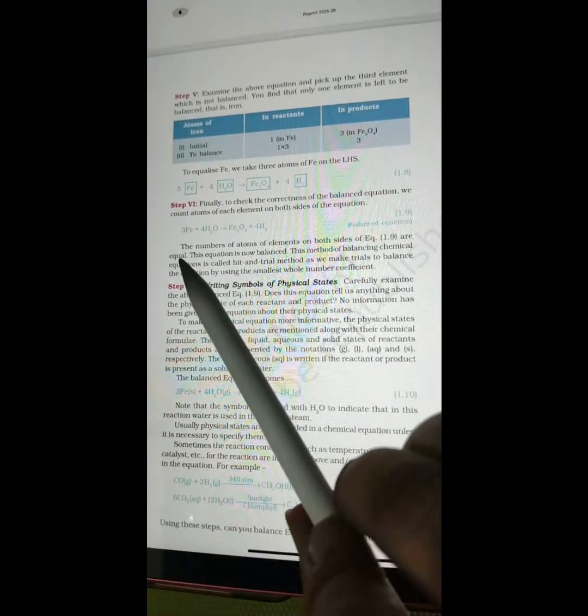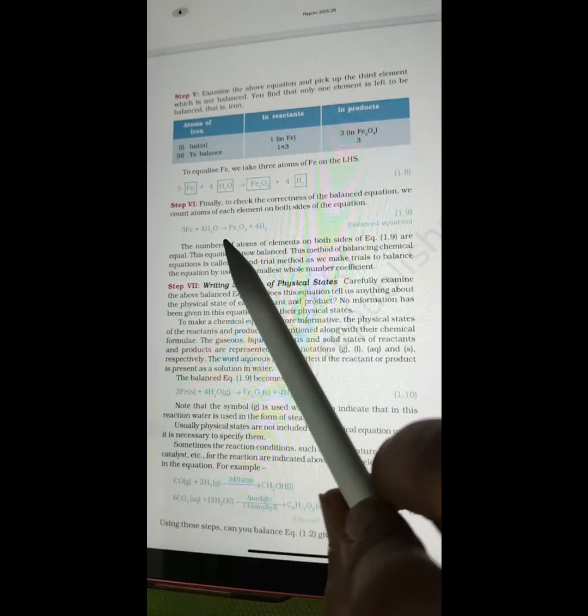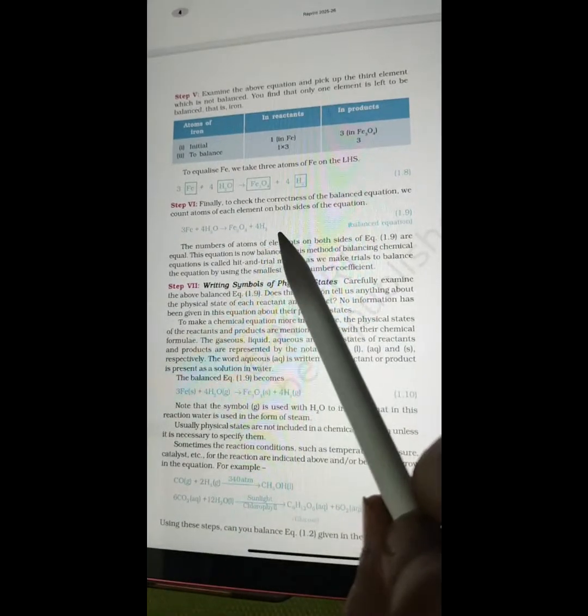So now the equation is 3Fe plus 4H2O gives Fe3O4 plus 4H2. Step 6. Finally, to check the correctness of the balanced equation, we count atoms of each element on both sides of the equation. So now our equation is 3Fe plus 4H2O, that will give you Fe3O4 plus 4H2. The number of atoms of elements on both sides of the equation are equal. This equation is now balanced. This method of balancing a chemical equation is called hit and trial method, as we make trials to balance the equation by using the smallest whole number coefficient.